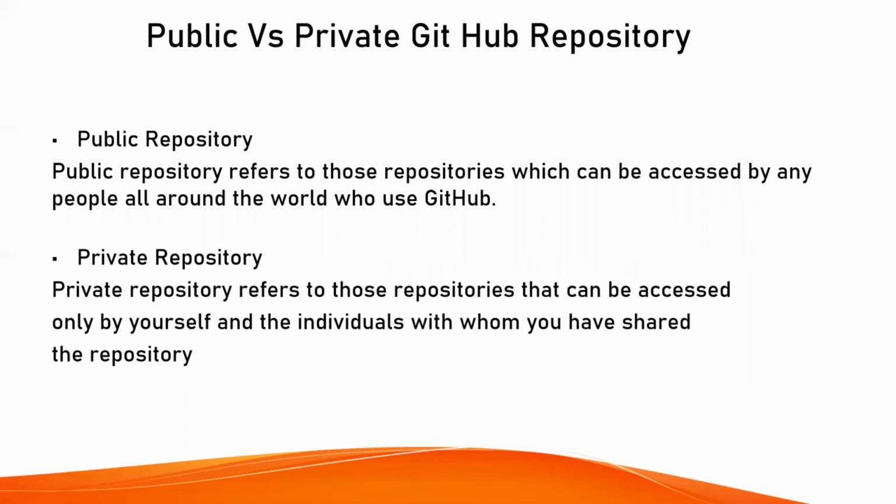The scenario of a public repository is, say, you have written some code and you want someone to give you feedback on how your code is, and that's where you share that code on the GitHub website or a repository. The private repository refers to your projects where you do not want anyone else to access your project code, and that's where you make your repository private.